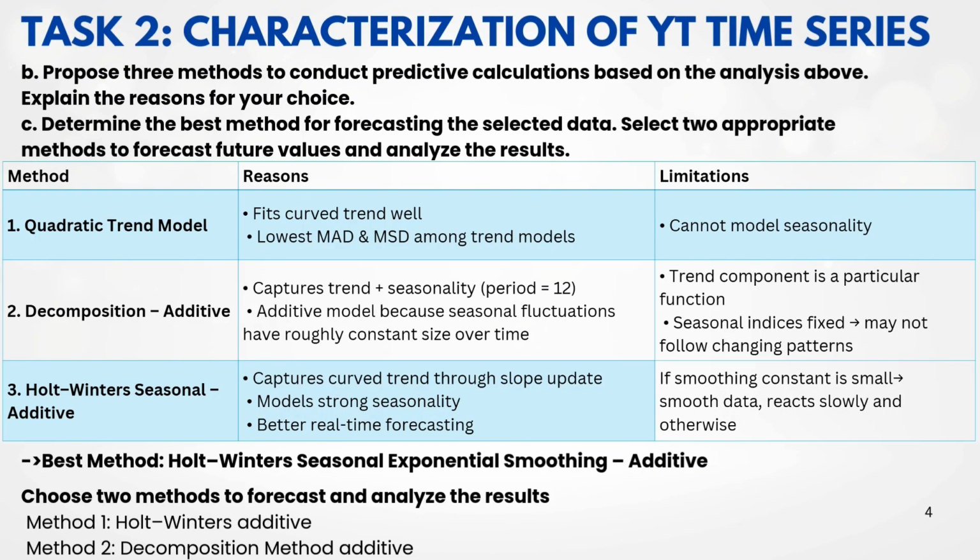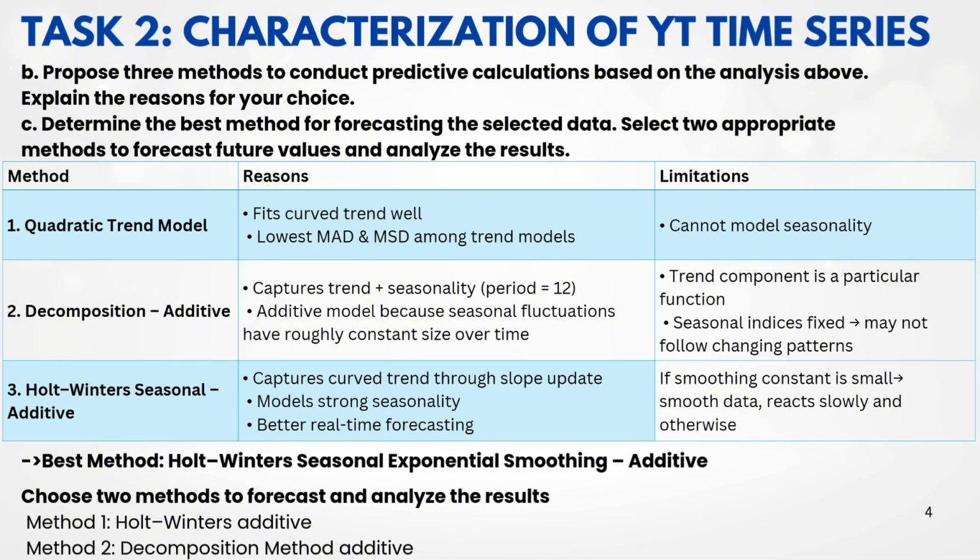Questions B and C. We choose one static trend because it is the best fit trend model, and the limitation of the model is that it doesn't have a seasonal component. We choose decomposition additive because it can capture trend and seasonality, and additive because seasonal fluctuation has roughly constant size over time. However, the trend component is a particular function, and seasonal indices are unchanged over time.